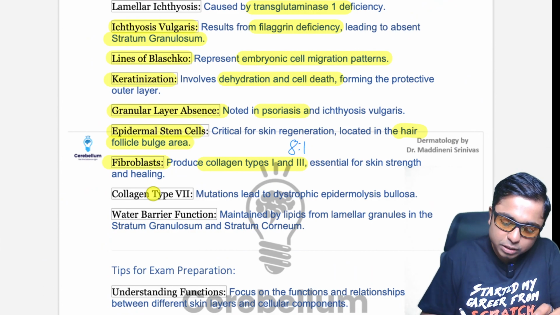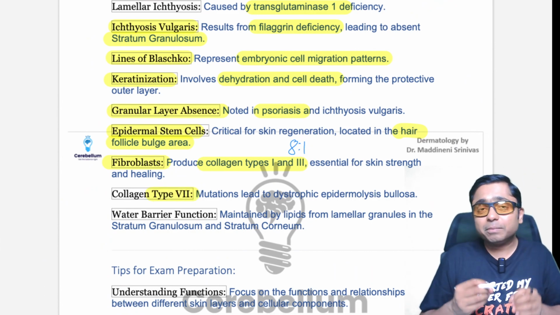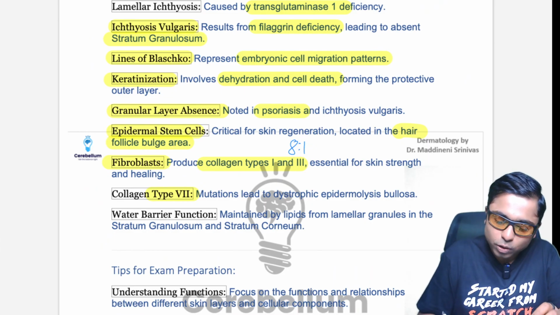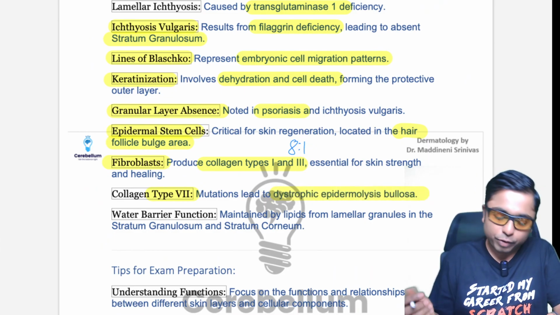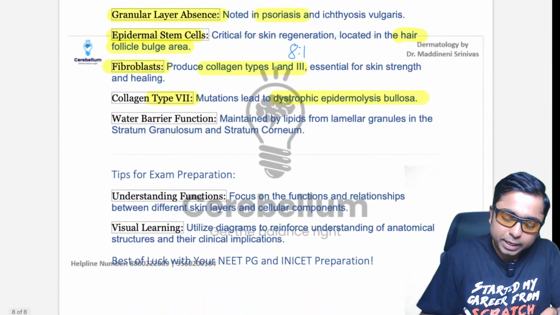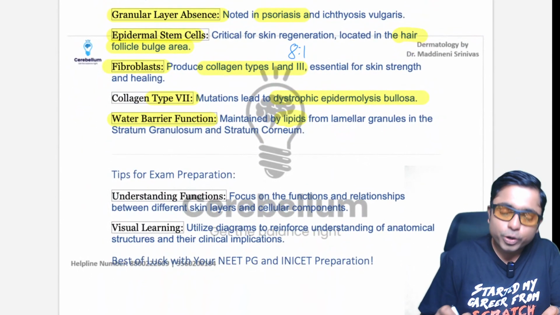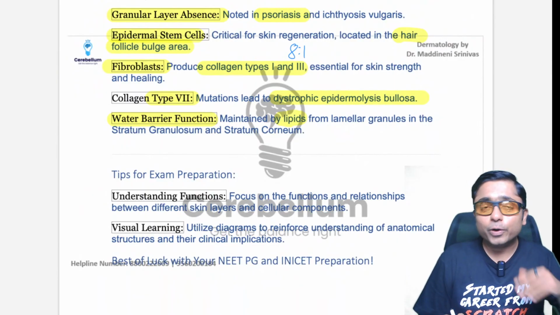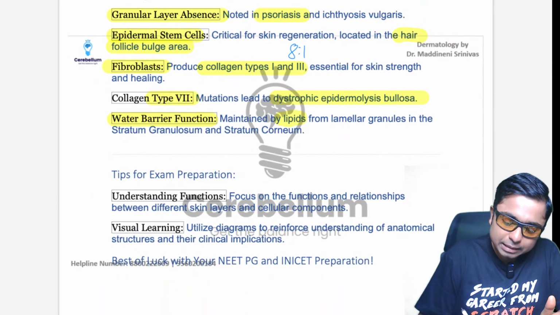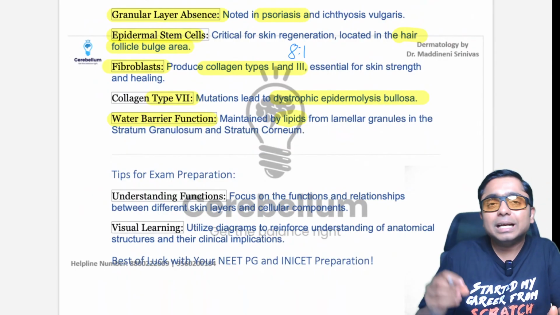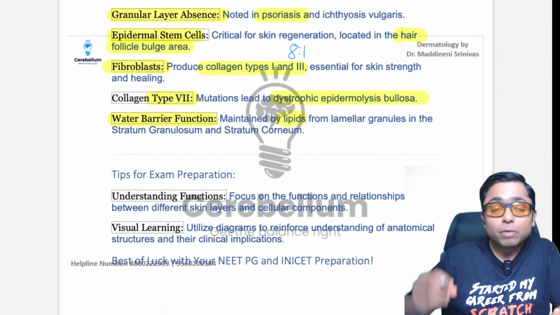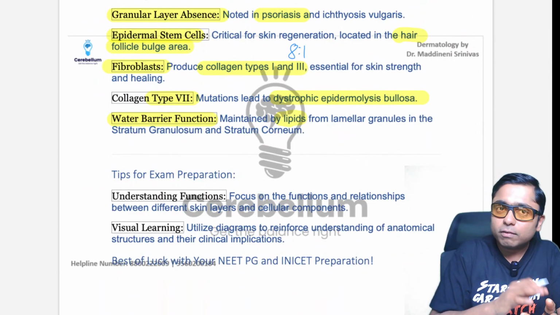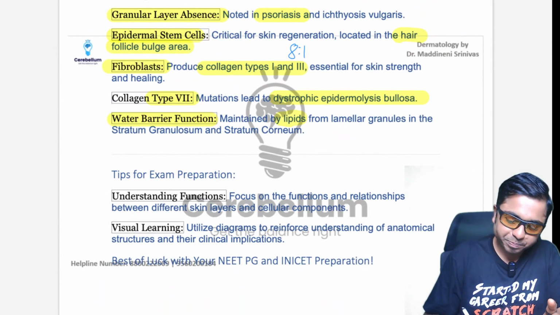Collagen type 7 is mutated in a special type of mechanobullous disorder called epidermolysis bullosa dystrophica. And water barrier function is mainly due to the lipids. If you remember, lamellar granules are going to produce the lipids, and it is important for the prevention of transepidermal water loss, and also to prevent any unwanted entry of water from the environment into the body.